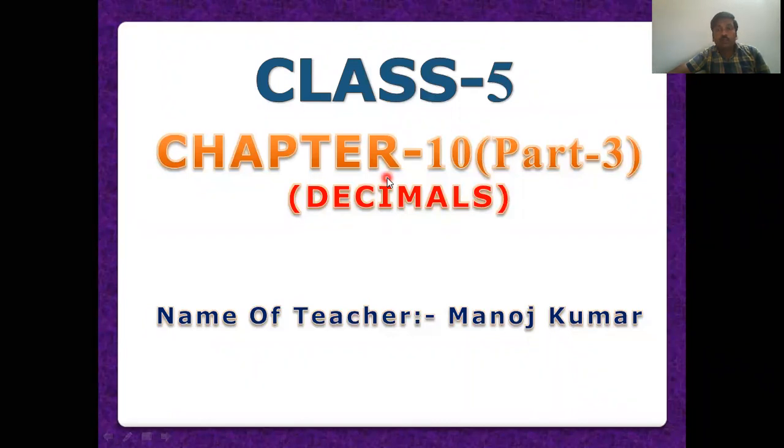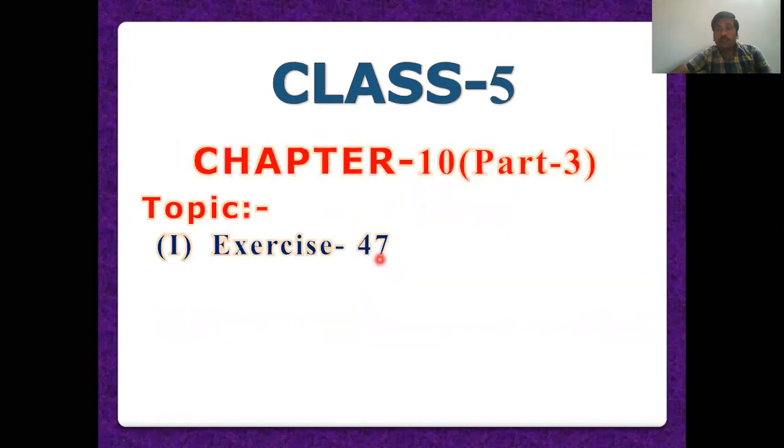Today I am going to explain once again chapter 10 of part 3. This is decimals. In this chapter, I have already learned how we can identify decimal place values, like decimal and unlike decimal, and how we can change decimals into whole numbers and whole numbers into decimals. And now in this video, we will discuss exercise 47, which is based on division by 10, 100, 20, 80, 5000, etc.